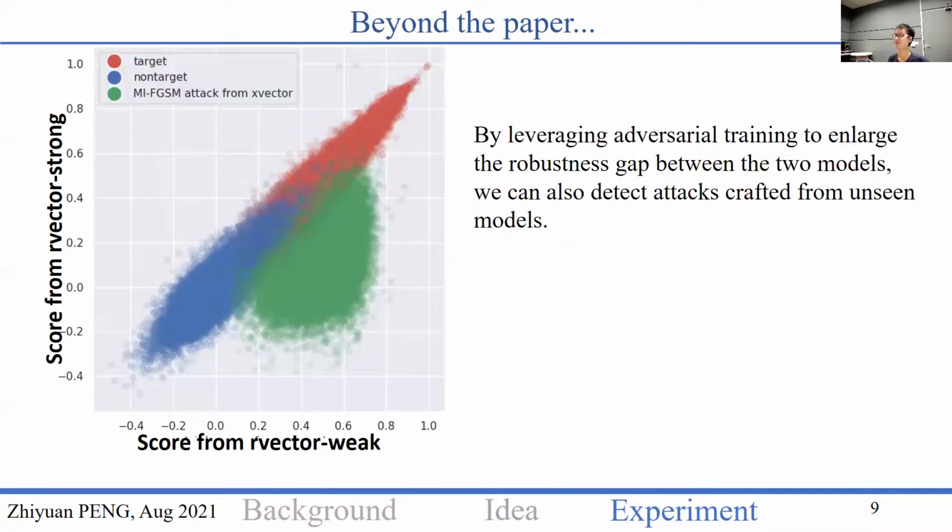This is beyond the scope of our paper, but we made such an experiment. We use adversarial training to strengthen R vector's robustness, which is the R vector strong here. And we also use it to weaken R vector, which is the R vector weak. With the MAFGSM attack generated from X vector, which is an unseen threat model, we show that the non-targets are also separable in the 2D space.